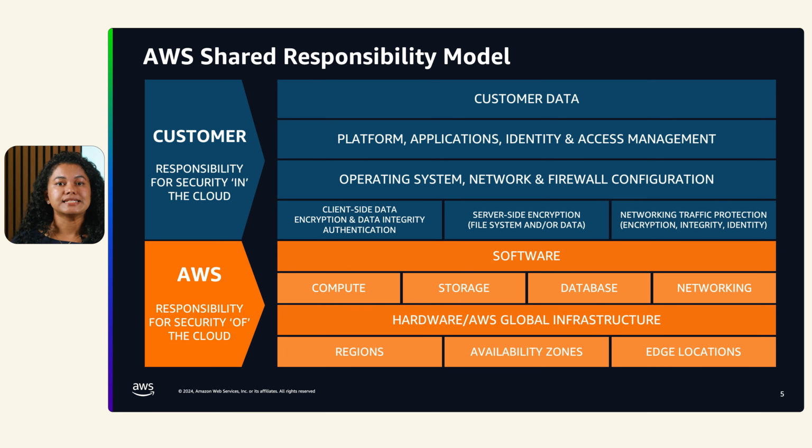Another common ask is about compliance. Many industries such as healthcare, government, and financial organizations have strict regulatory requirements. You can check the global standards for Amazon Connect on our website, and we keep updating it.